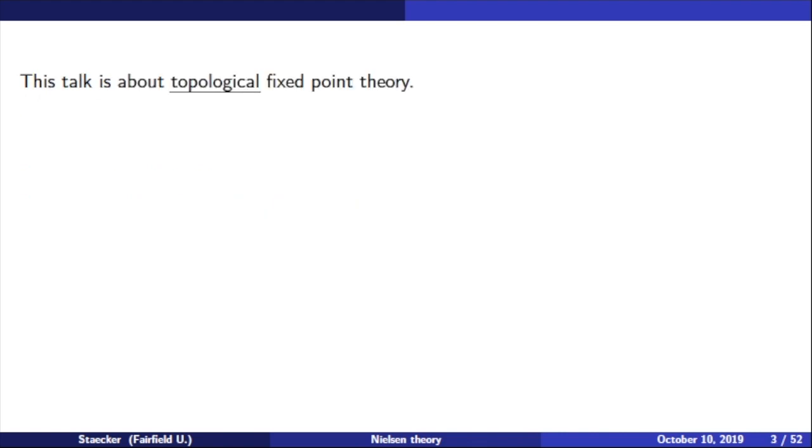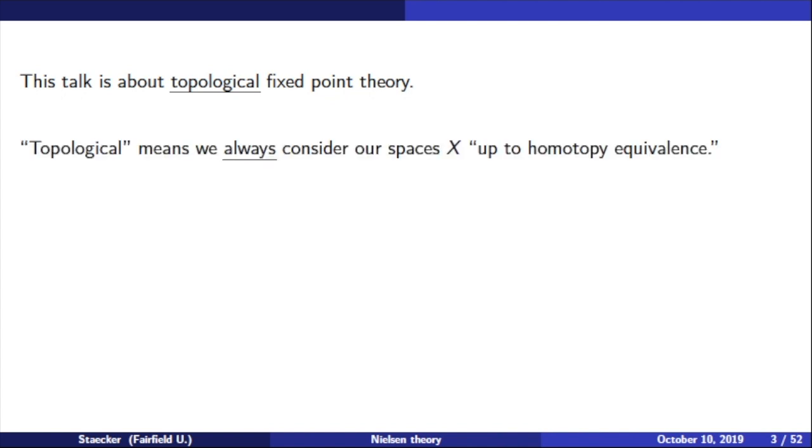So I'm going to tell you about Nielsen theory a little bit. This talk is about topological fixed point theory, specifically Nielsen theory. Topological means that we consider the spaces that we talk about always up to homotopy equivalence. And the functions, we always consider them up to homotopy. So whenever I talk about a function, I will not be very specific about exactly what the points are. It's always up to homotopy.